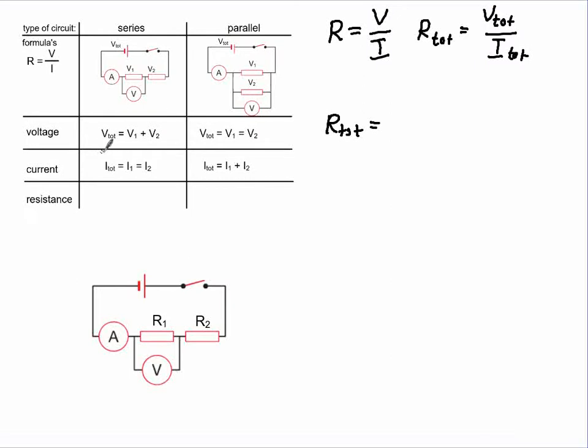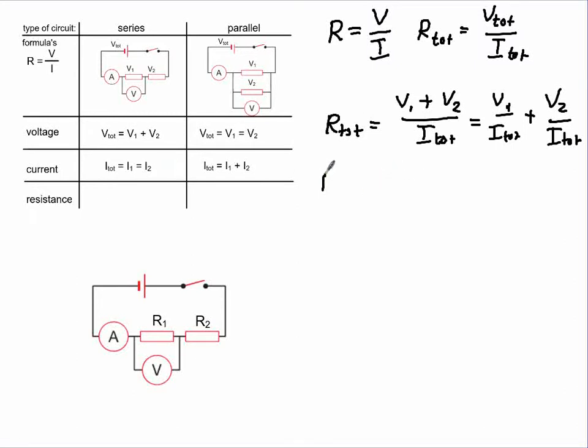Well, the total voltage is just the sum of the two separate voltages. So V1 plus V2 divided by I total. We can separate this in V1 divided by I total plus V2 divided by I total. Now what do we know about the total current? These are just the same for the two separate resistors. So we can write this as R total equals V1 divided by I1 plus V2 divided by I2. And you can recognize this as the resistance of resistor 1 and the resistance of resistor 2. So we can write this as R1 plus R2.